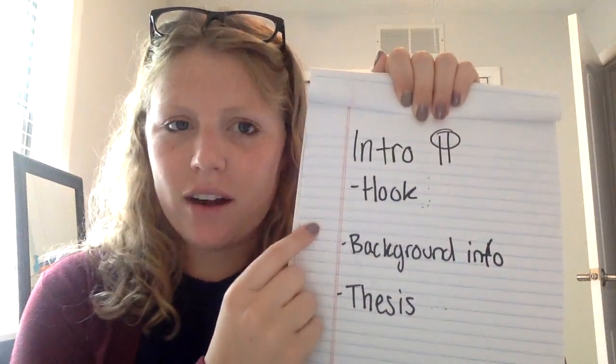Then you need your background information. So your background information is when you have your topic. So if your topic is basketball, you need to include background information on what basketball is. So imagine as a reader, I have no idea what basketball is. I've never heard the word before. It's something brand new to me. What do I need to know about it in order to continue reading?